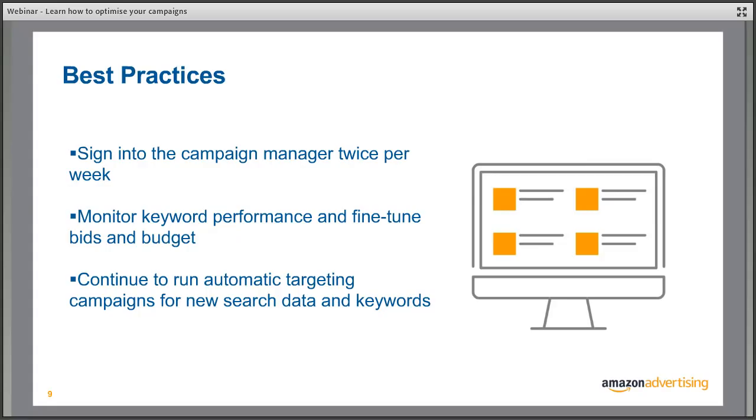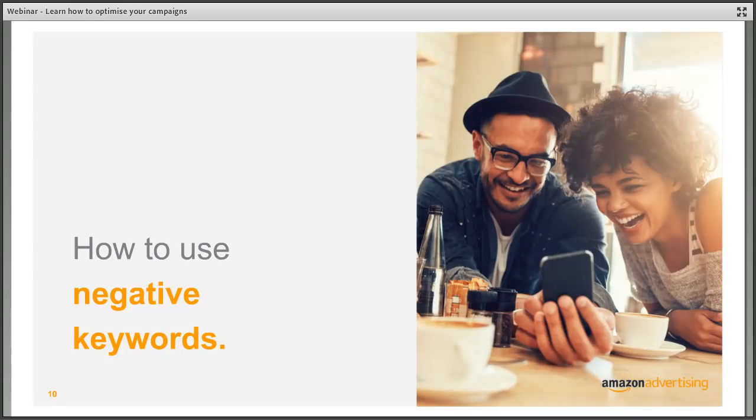Running both automatic and manual targeting campaigns is a key way to continue collecting search data and to help you find new keywords that can improve your advertising results. Now that we covered how to leverage automatic targeting to optimize your manual campaign, let me spend a couple of minutes on negative keywords. Indeed, we explained in this presentation that negative keywords can be used as levers to optimize your campaigns. Now let's see how.